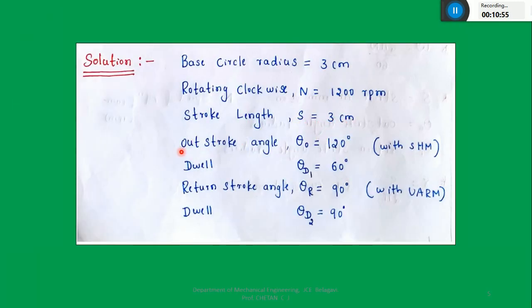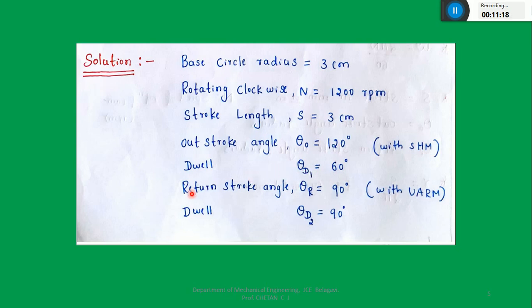And the first angle, the outstroke angle, is theta naught, that is 120 degree, with simple harmonic motion. Just write down in the bracket. This is also important. And for the next 60 degree, there is a dwell of the follower. It means there is no movement of the follower. I can call it the first dwell angle, theta d1, that is 60 degree.